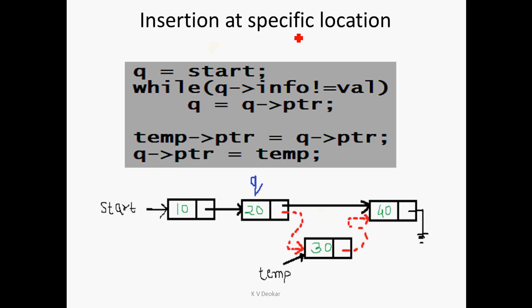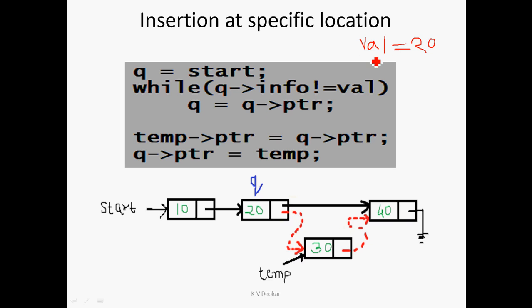Next is insertion at a specific location. Here we'll ask the user where they want to insert the data. The user can insert in between anywhere, so after 20, after 10, after 40. Here, the links in black line are the original list, and what is in red is the final list after insertion at a specific location.